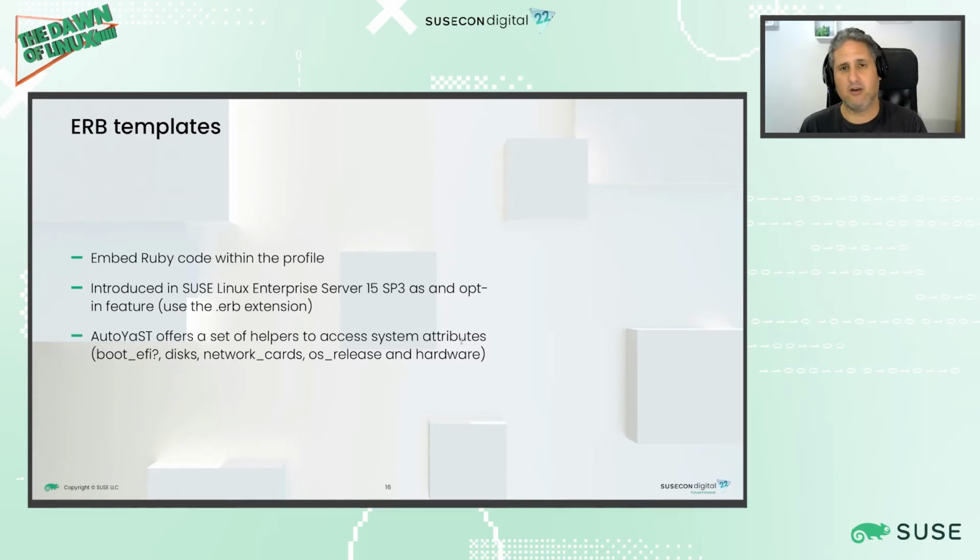We have introduced a set of so-called helpers, which are basically Ruby functions that allow you to detect, for instance, if you are installing an EFI system, or iterate through the disks and get information about the disks that the system has, network cards, or operating system release, or hardware in general. We have a function that gives you a lot of information about hardware. But the best way to understand how this works is through some examples.